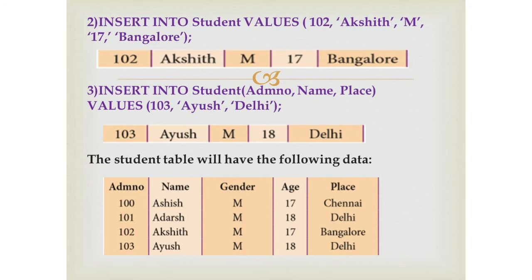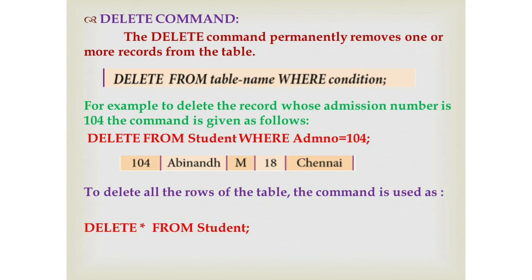If the fields that are not given in the insert column will take the default value if it is defined for them, otherwise a null value will be stored. If a default value is set, that default value will be inserted. If it is not set, it will display as a null value. Clear?